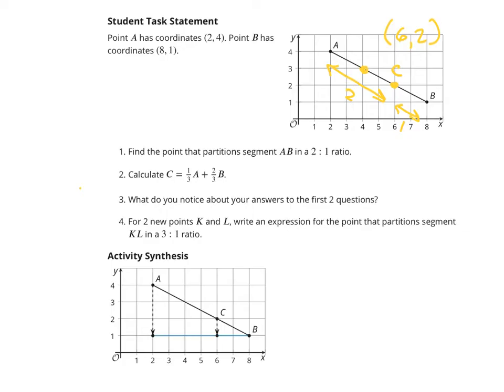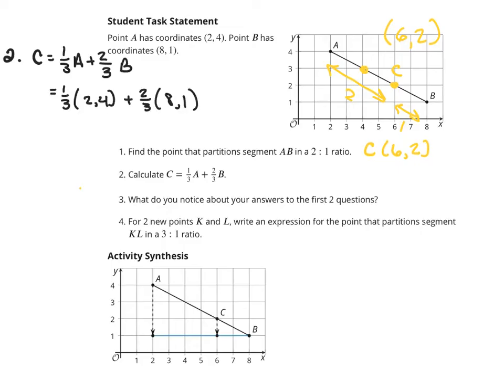Find the point that partitions, so we're going to say C is (6, 2). All right, now let's calculate 1/3 times A plus 2/3 times B. What does that mean? I'm going to work up here. Number 2: C equals 1/3 times A plus 2/3 times B.